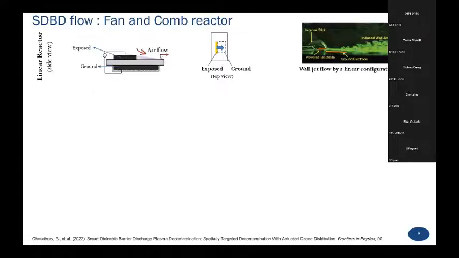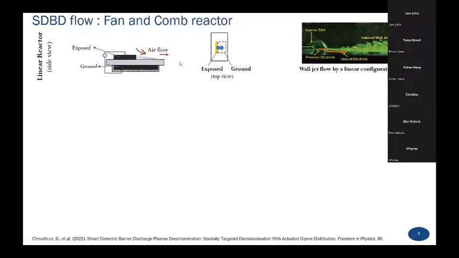So going back to the linear reactor that I had shown before, here we have the exposed and the ground electrode. And when it is powered up, the resulting airflow is from the exposed to the ground electrode. Note that if they are not asymmetrically placed, there will be no airflow.